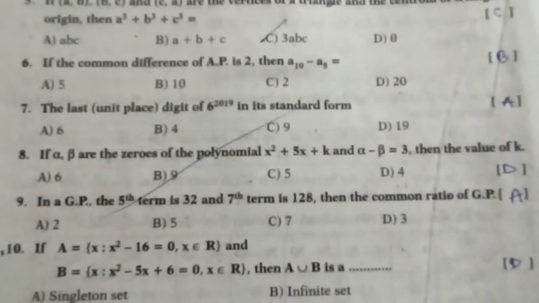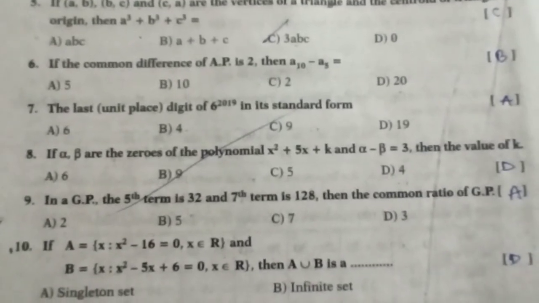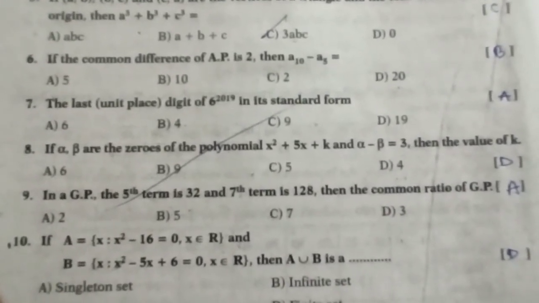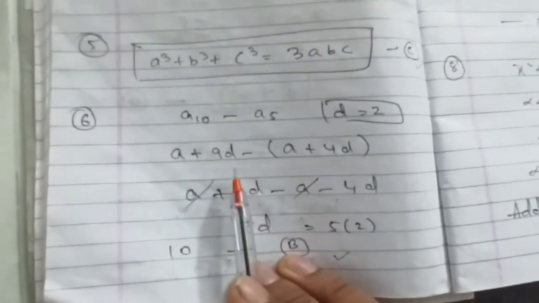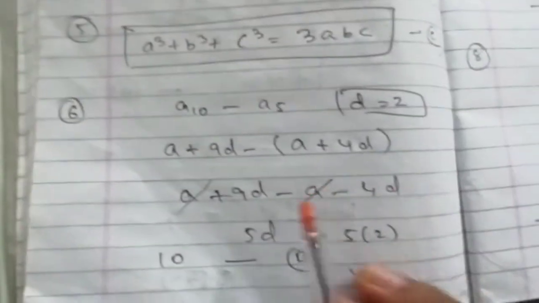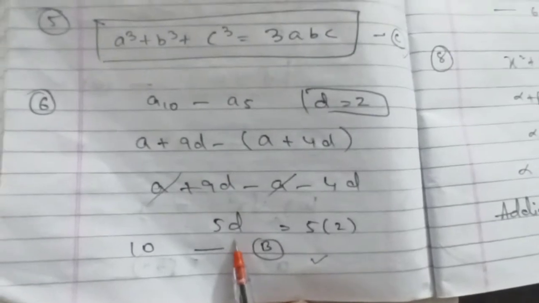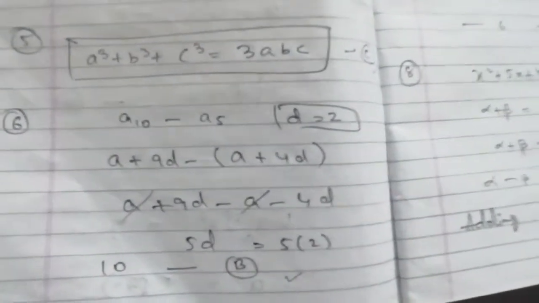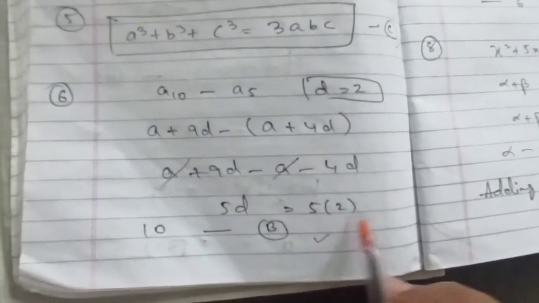Next, sixth question. If the common difference of an AP is 2, then a10 minus a5. Common difference means d, which is given as 2. Then we have to find a10 minus a5. First of all, a10 we can write as a plus 9d, and a5 we can write as a plus 4d. So a cancels, and 9d minus 4d is 5d. d is 2, so we substitute 2: 5 into 2 is 10. 10 is the answer, so it's option B.